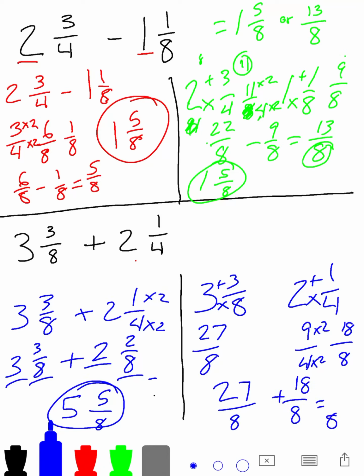I keep my 8 as my denominator, and I get 45/8. I know that 8 goes into 45 five times, and then that would leave 5 left over, and I keep my denominator. So both ways I get 5 5/8.